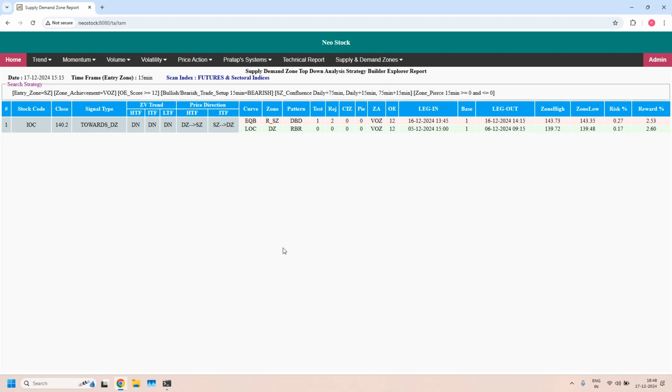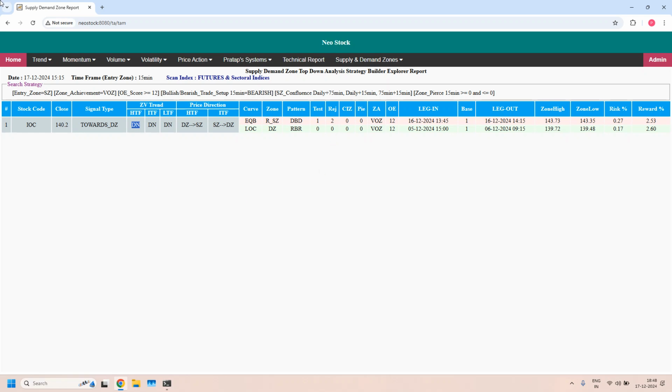So in this stock, this is the 15 minute supply zone. This is part of the 75 minute supply zone. Both together are again part of the daily supply zone. And the daily trend is a downtrend. If this daily supply zone is having daily EMA confluence, this IOC stock would be an even more high probability trade setup supported stock. Already it is tested once because it is a high liquidity zone.